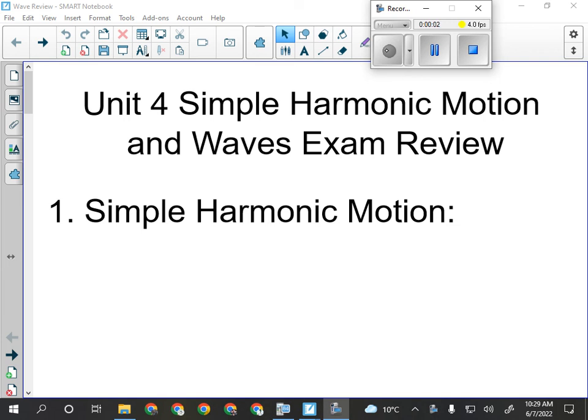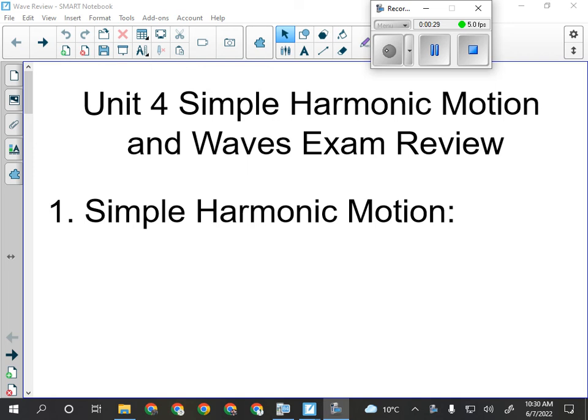All right, so unit exam review here for Unit 4. This unit had two kind of distinct parts to it. The first part was about simple harmonic motion, and the second part was about waves. Of course, we learned right away that waves are the result of simple harmonic motion, which is why the two things go in the same unit, but it does make a unit with two distinct halves. So first thing we talked about was simple harmonic motion.